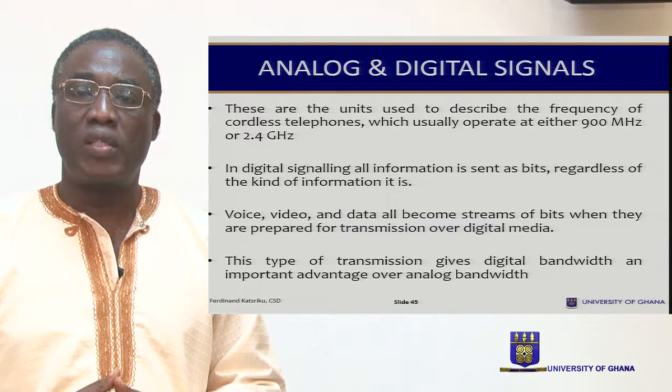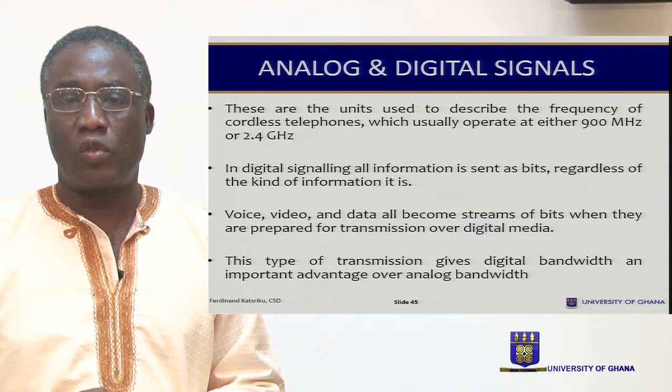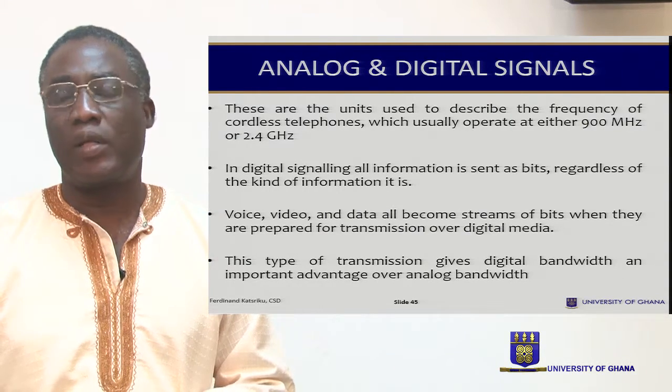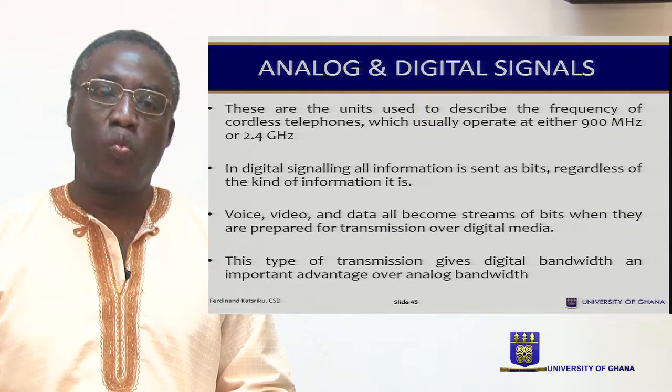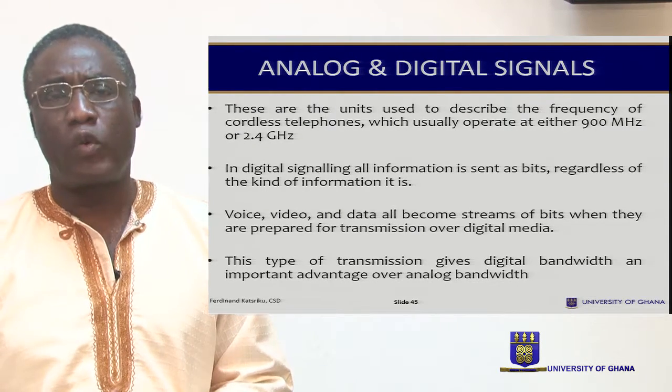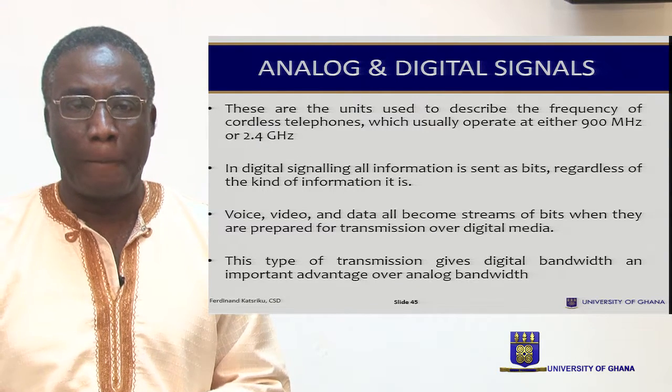These are the units used to describe the frequency of cordless telephones, which usually operate at either 900 megahertz or 2.4 gigahertz. At what frequency does your mobile phone operate? Do you know?